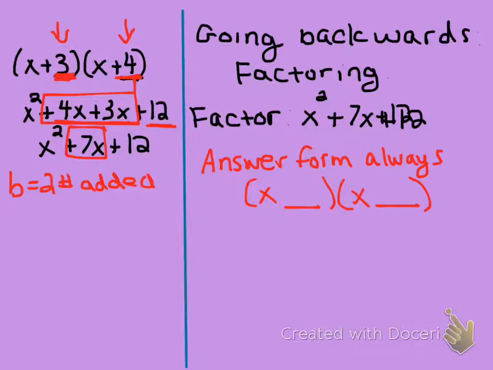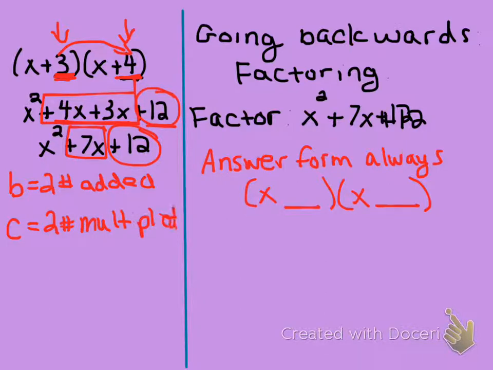What about the 12? Where did this 12 come from? When we were multiplying out, that 12 came from our last distribution. We did 3 times 4. Now that's always going to be true. C is always the two numbers of the factor multiplied.